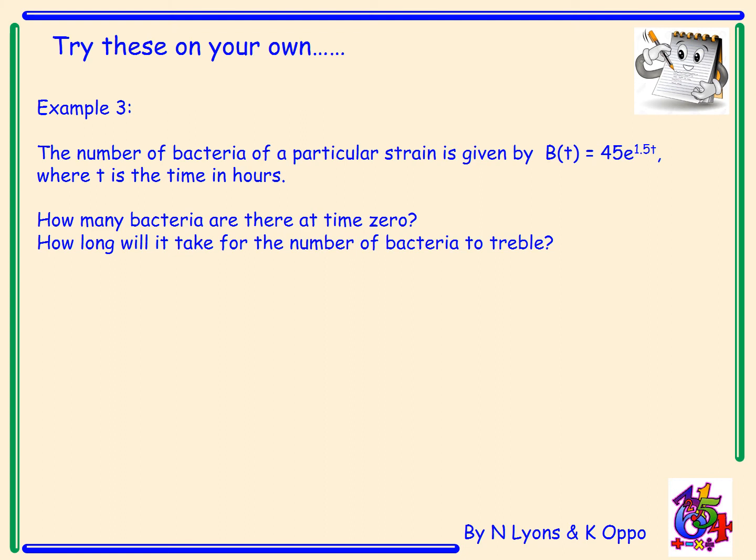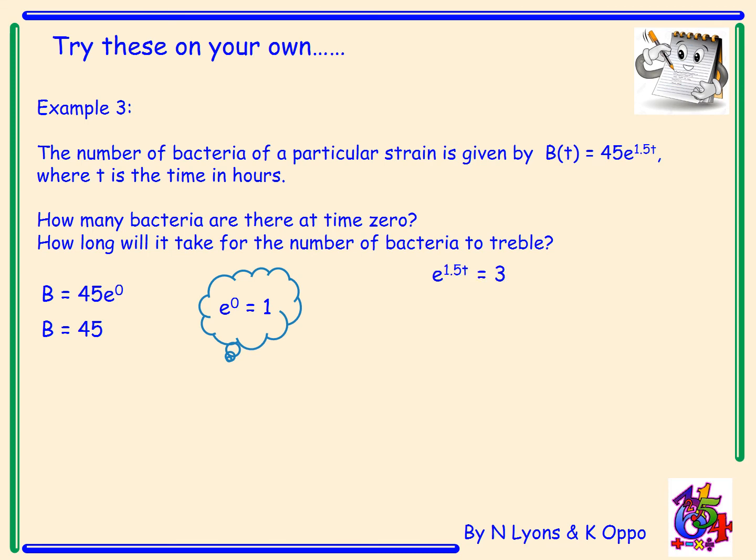Right, example 3, time to look over it. So the number of bacteria of a particular strain is given by this function. B is a function of time equals 45 times e to the power 1.5t, where time t is in hours. At the beginning, how many bacteria are there at time 0? So t equals 0, bacteria equals 45 times e to the power 0, which is just 45, because e to the power 0 equals 1.